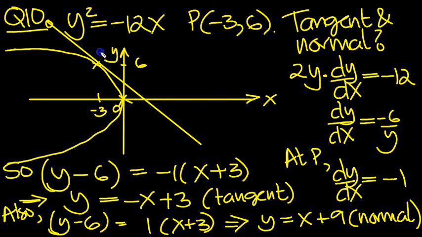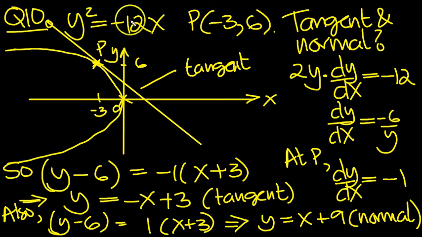So let's mark off the point P. Here it is here. And this is the tangent that we mentioned, given by this equation here. Here's the intercept of 3. Now we need to draw the normal. y equals x plus 9 is the normal.